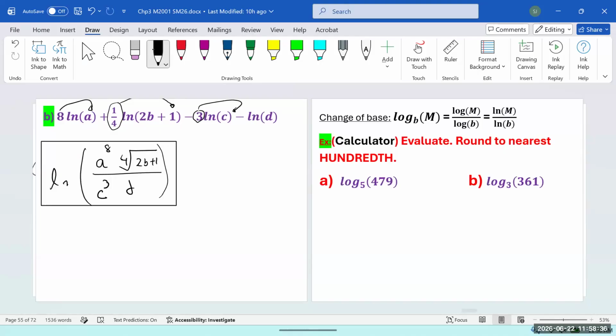Like I said, it says find this, and you're going to use a calculator. And you're only allowed to use a scientific calculator. Most scientific calculators don't have any other base, any other log besides base 10. So how are you going to find this in your scientific calculator? Well, change of base.